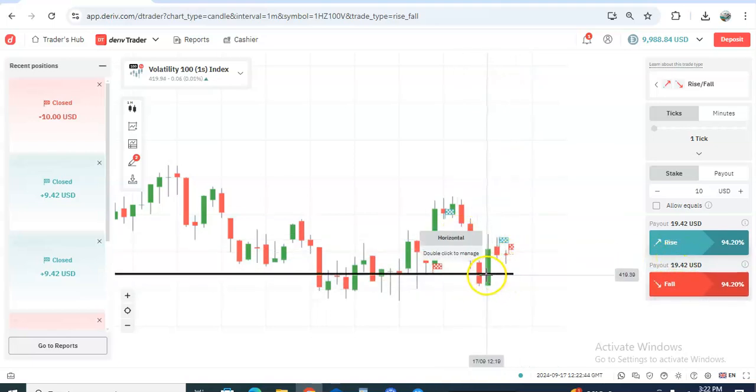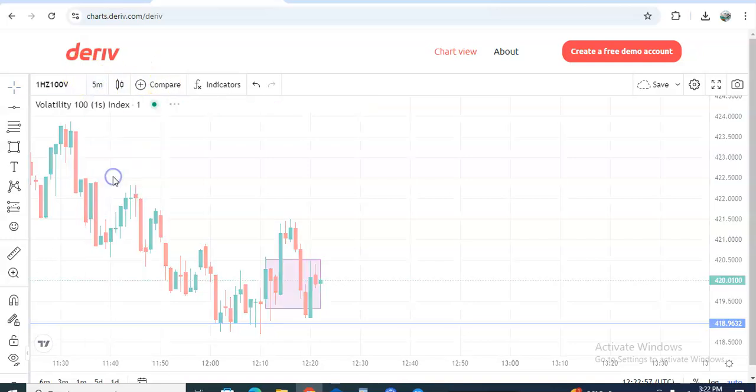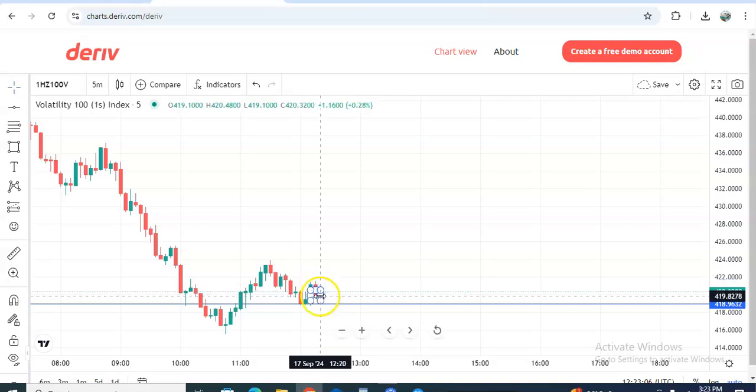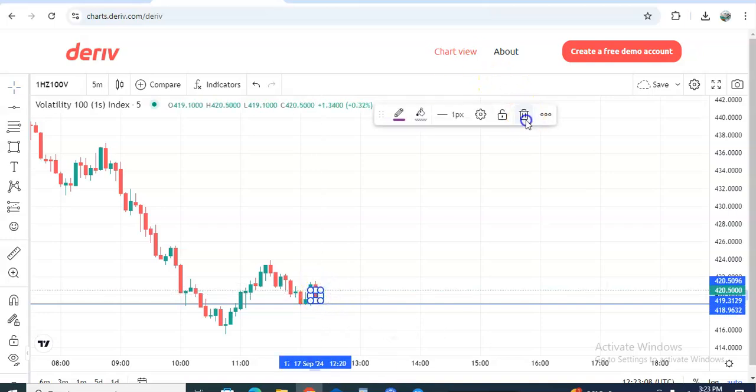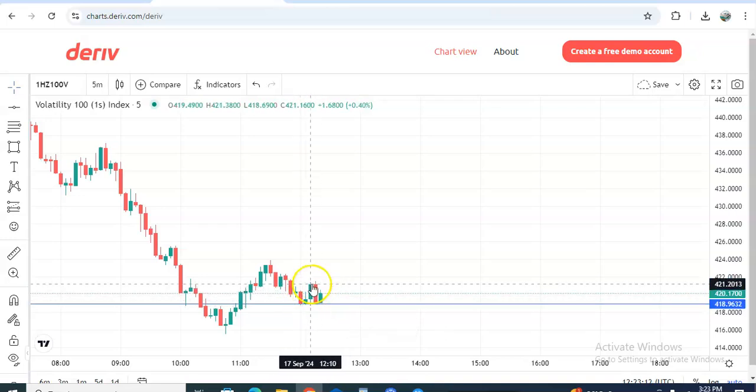So it can come here to test this area. So this one, you can go with a fall, but the buyers still have the say here. So let's go to 5 minutes and see. Maybe in the 5 minutes there is indecision. It's a bit tricky here on 5 minutes. See, it's a bit tricky here.